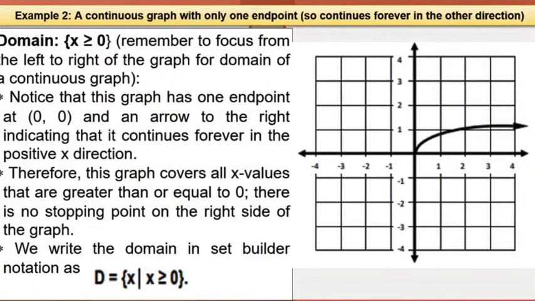Okay, next. How about this one? A continuous graph with only one endpoint. So, continuous forever in the other direction. Kung makikita nyo, ito yan. So, nandito yung point natin. So, close point siya.